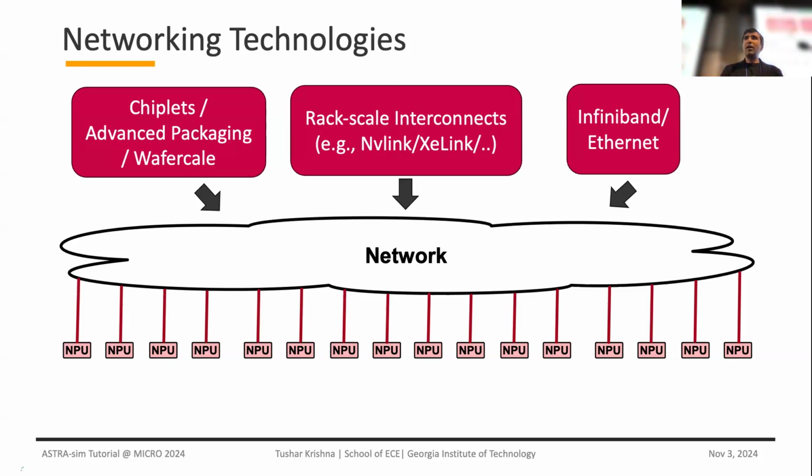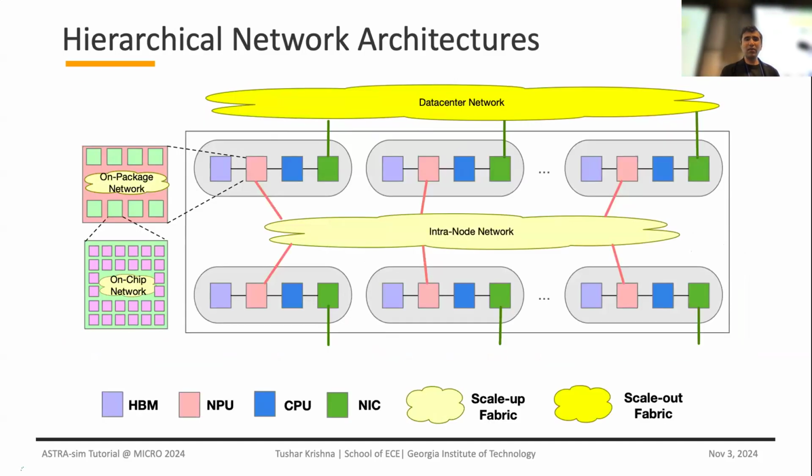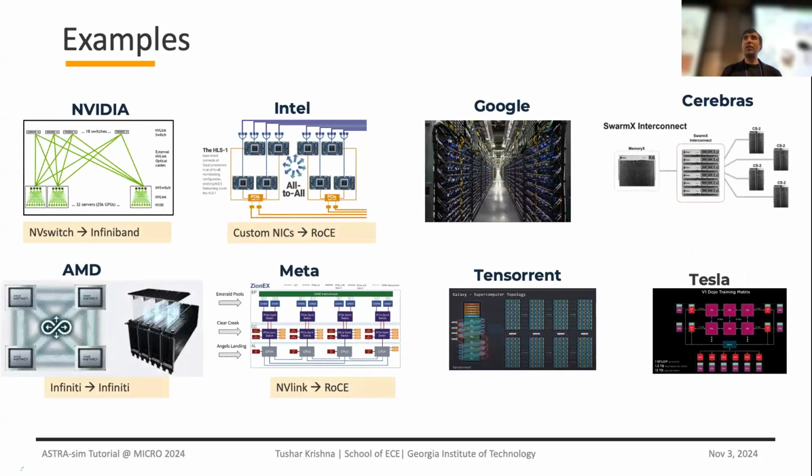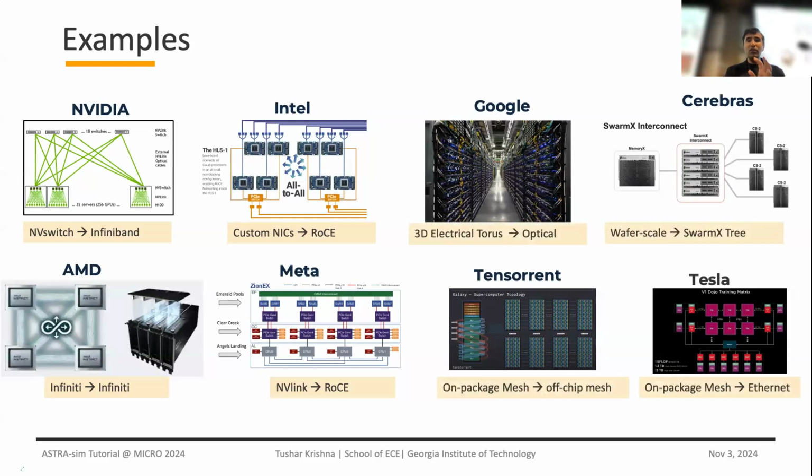So you can scale and build these larger systems in this manner and end up with hierarchical network architectures like the one shown here, where you have the network architecture on package, followed by intranode, followed by scale out across the data center. There are several example systems out there, and the goal of this entire tutorial is to model and study systems like this. Several different systems are using different kinds of solutions for scale up and scale out.